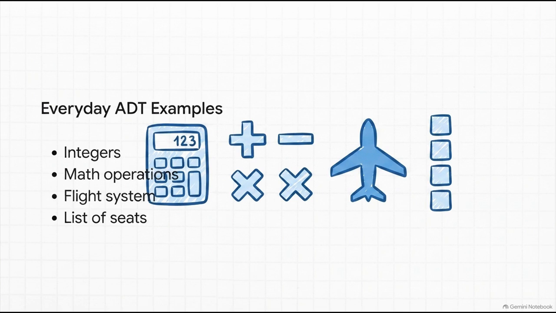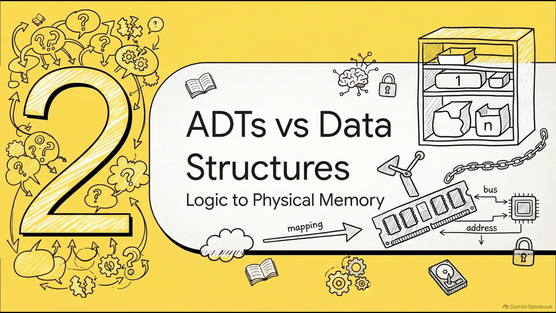Another great example, and one we'll actually be coding out shortly, is a flight reservation system. The data is just a list of seats, and the abstract operations are finding an empty seat, reserving one, or canceling a seat assignment. Moving on to part 2, ADTs versus data structures.